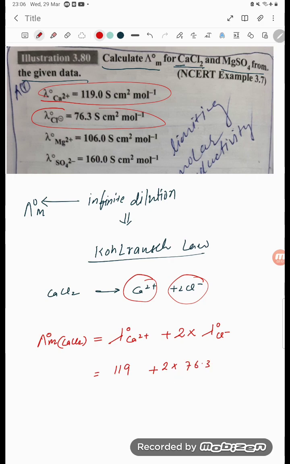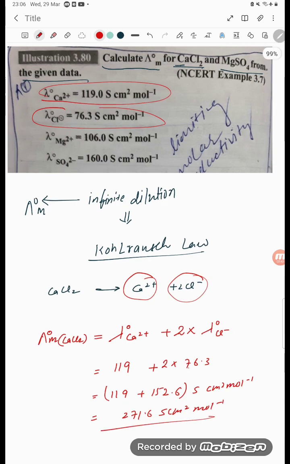If you solve this, how much is it going to be? 119 plus 2 times 76.3. The unit will be the same, Siemens centimeter square mole inverse. So if you solve and add, it comes to 271.6 Siemens centimeter square mole inverse. So this is the first part of the question.